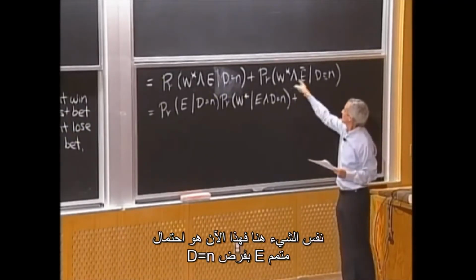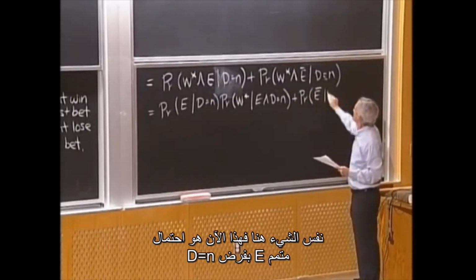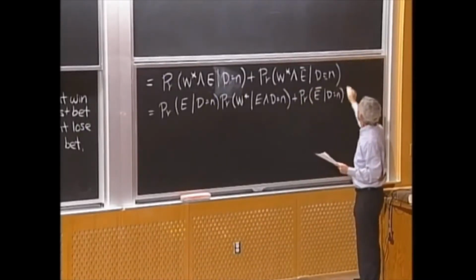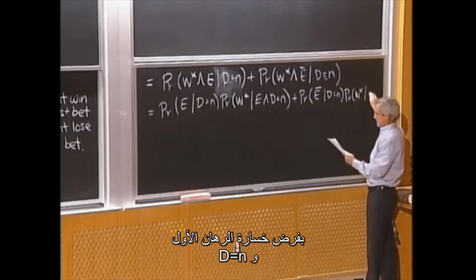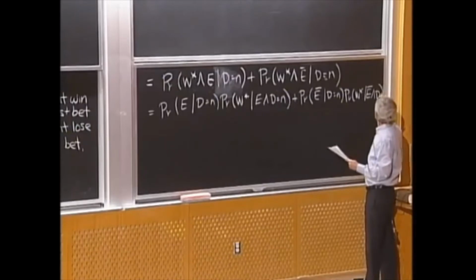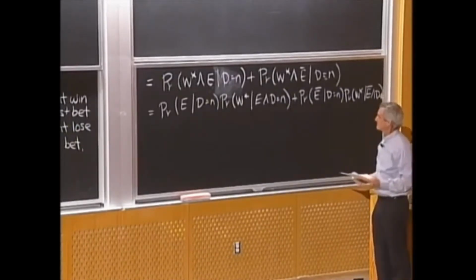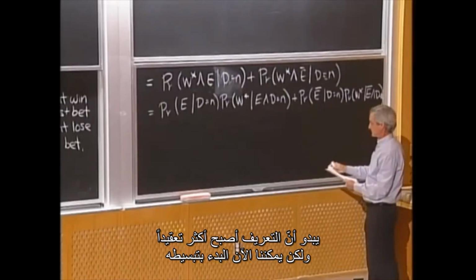Same thing over here. This now is the probability of E prime, given d equals n, times the probability of W star, winning, going home happy, given that you lost the first bet and d equals n. That's d equals n there. So it looks like it's gotten more complicated, but now we can start simplifying.